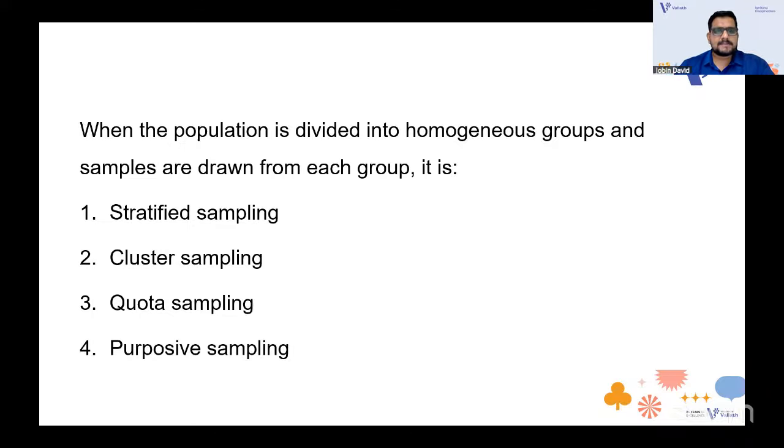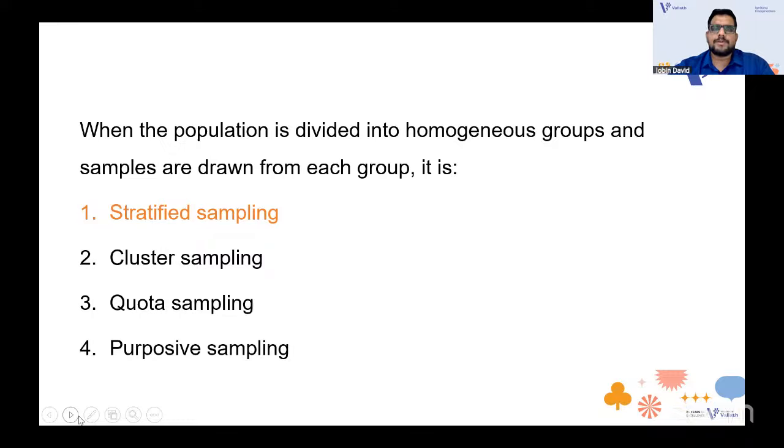Yes, the answers. Very good. Stratified sampling. Stratified sampling is actually where you divide the entire population into homogeneous groups. For example, you want to study gender discrimination or gender bias among the employees in a company. The random method won't work out because there will be bias again in the sampling.